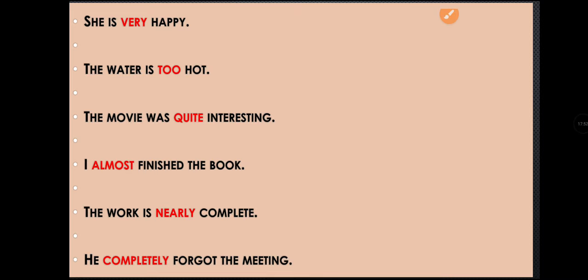Next example, the water is too hot. How much hot is the water? So the water is too hot. You see, too hot, it is telling us about the degree of a particular action, the intensity of a particular action. Here hot is an adjective. How hot is the water? Too hot. So these two words are telling about the intensity of that particular thing.